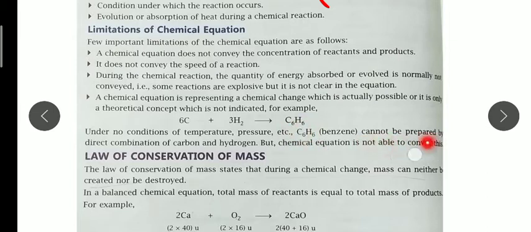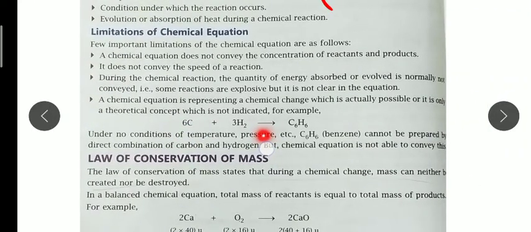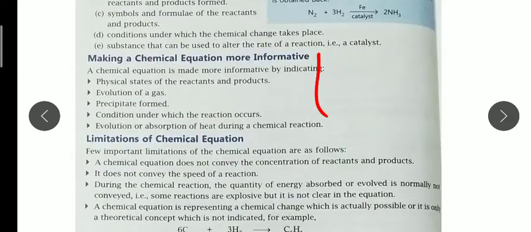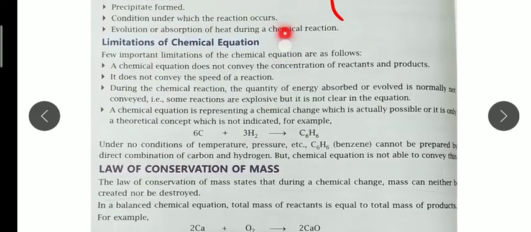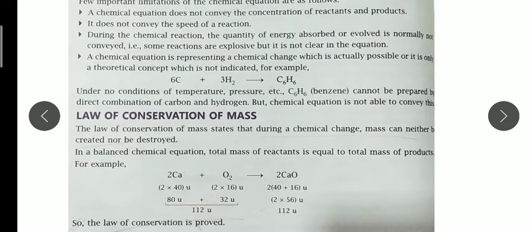Benzene cannot be prepared by direct combination. It needs a particular temperature, pressure, and other conditions. So simply writing the equation does not give the complete information. This is also one of the limitations. So remember, these are the informative things and these are the limitations. There are 4 limitations. Now, what is the law of conservation of mass?